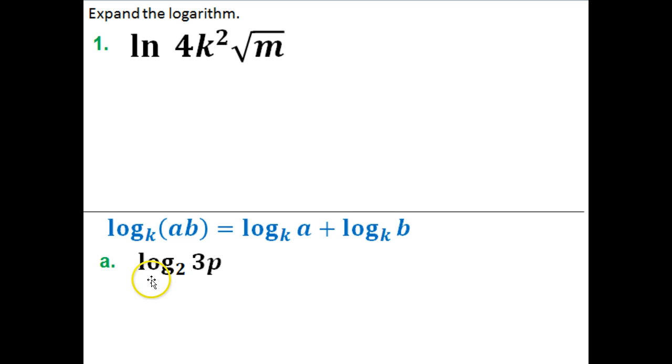Let's look at an example. This is log base 2 of 3 times p. So if we rewrite this, it will be two logarithms: log base 2 of 3 plus log base 2 of p. So let's do that up here.